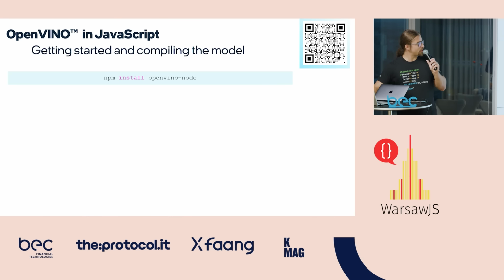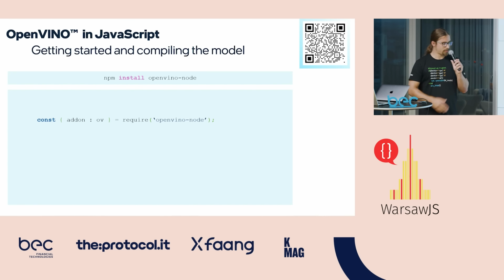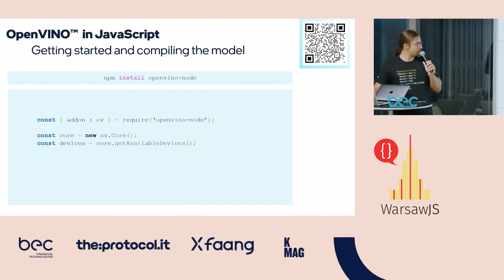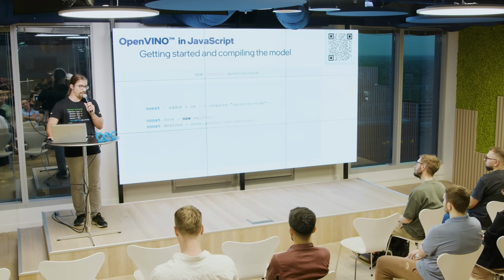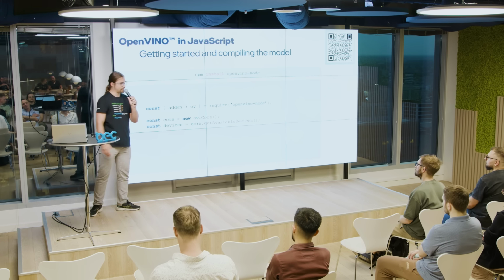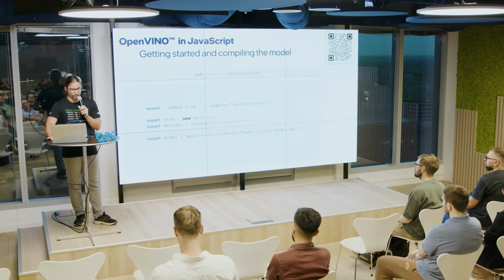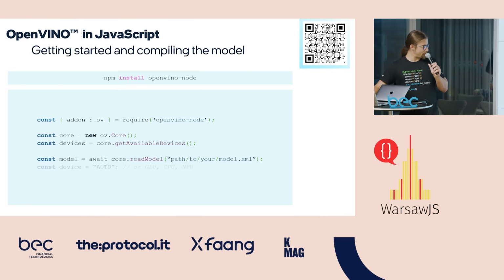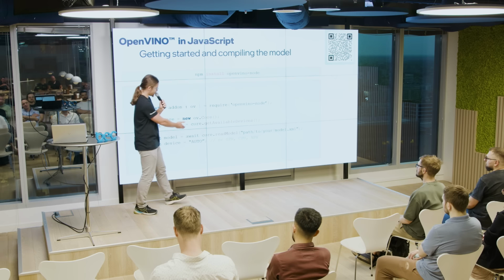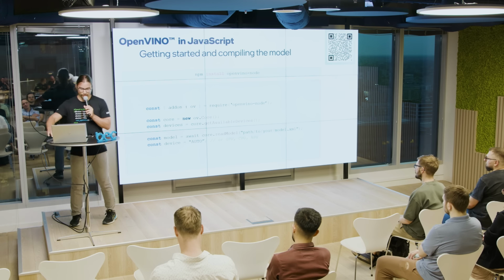You can install OpenVINO by using Node Package Manager. So it's a simple and very obvious way. And later, you just import OpenVINO. And same as in Python, define core, find available devices on your computer. For example, if there's a GPU, then this function can find it. And later, you read the model from the path, define the device, like here it's auto, but GPU, CPU, NPU, as I mentioned before, are also possible.